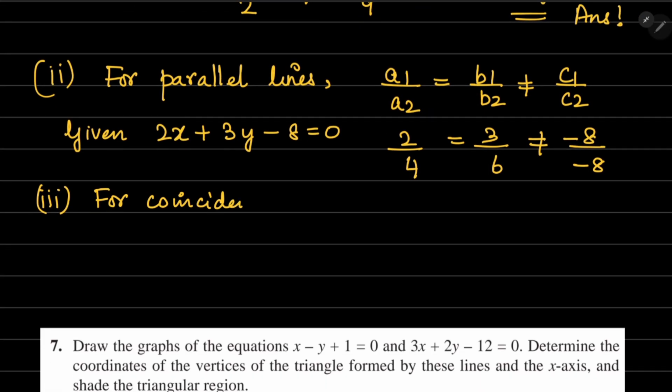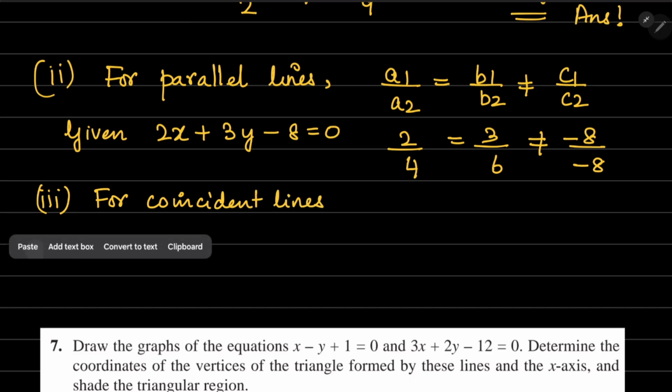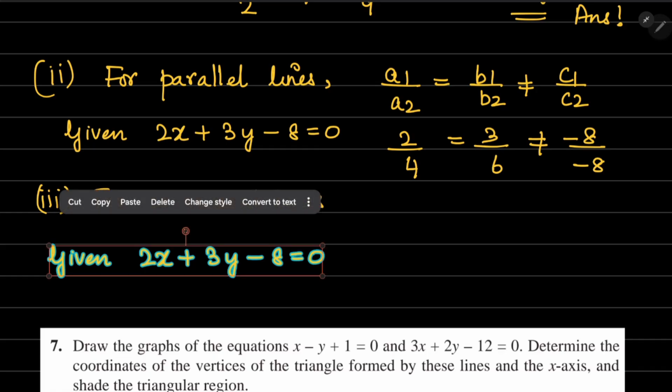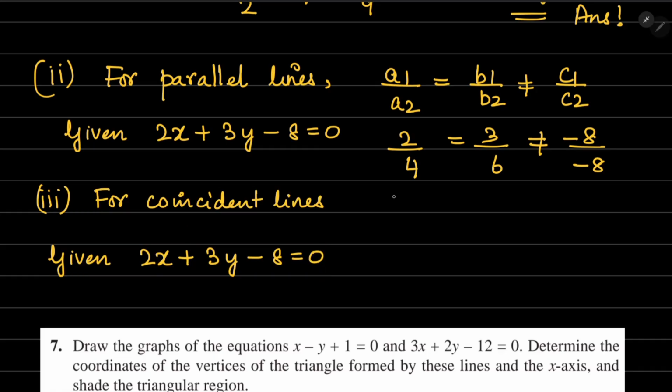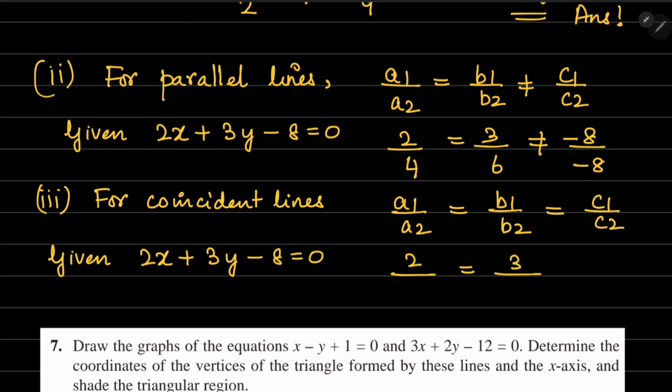So for coincident lines, all the three ratios have to be equal. So this is the given one. Again, let me write the condition first of all. A1 by A2 should be equal to B1 by B2, and this should be equal to C1 by C2. So the first one is 2 divided by 4, should be equal to 3 divided by 6, should be equal to minus 8 divided by minus 16.